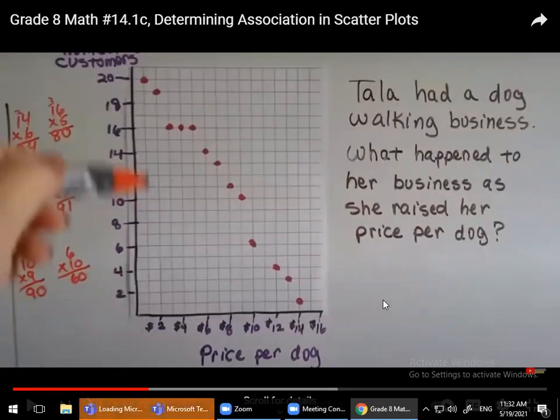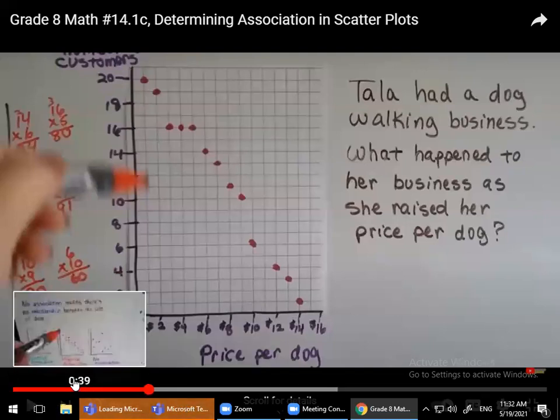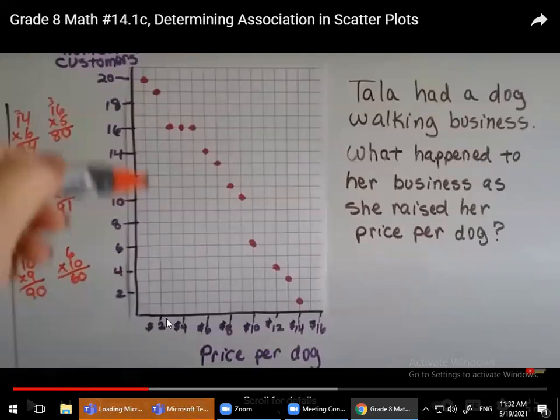Tala has a dog-walking business. What happened to her business as she raised her price per dog? If we translate the data we have here in this question, we will note that as she increases the price, the number of dogs she is going to sell will decrease. Then let's watch this example together.